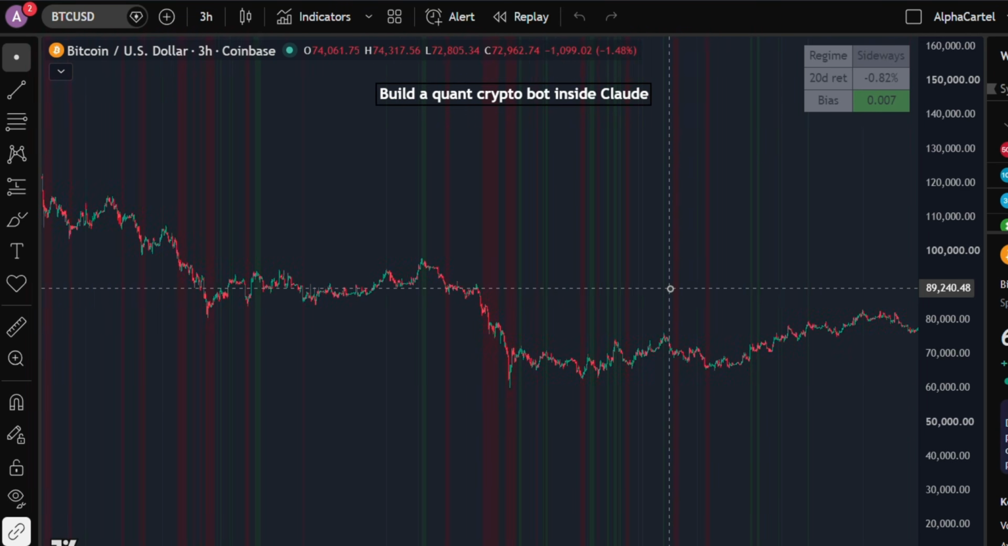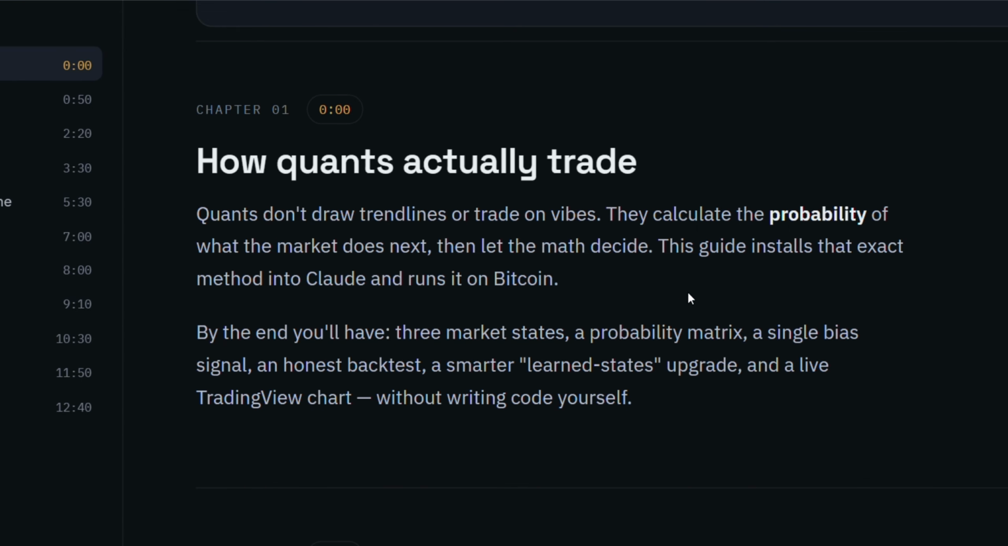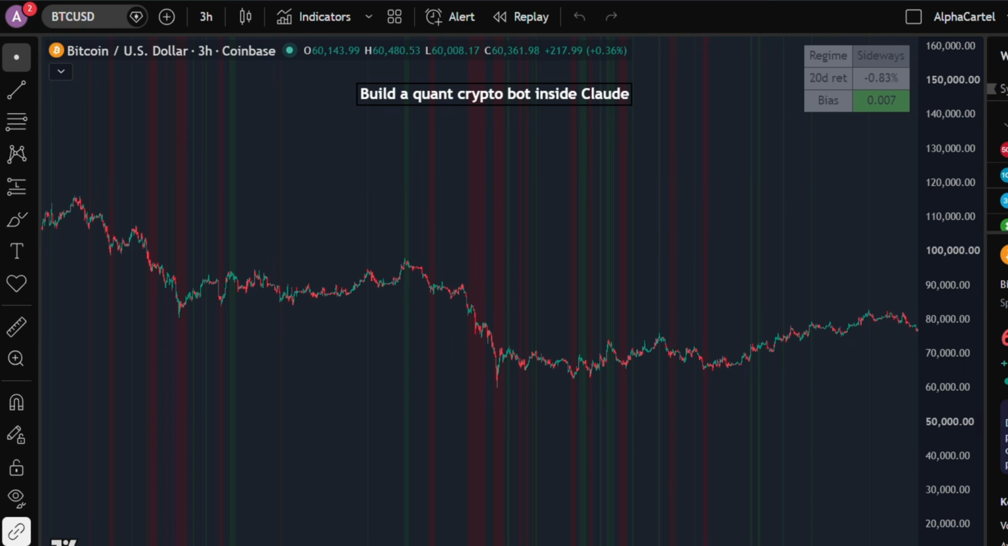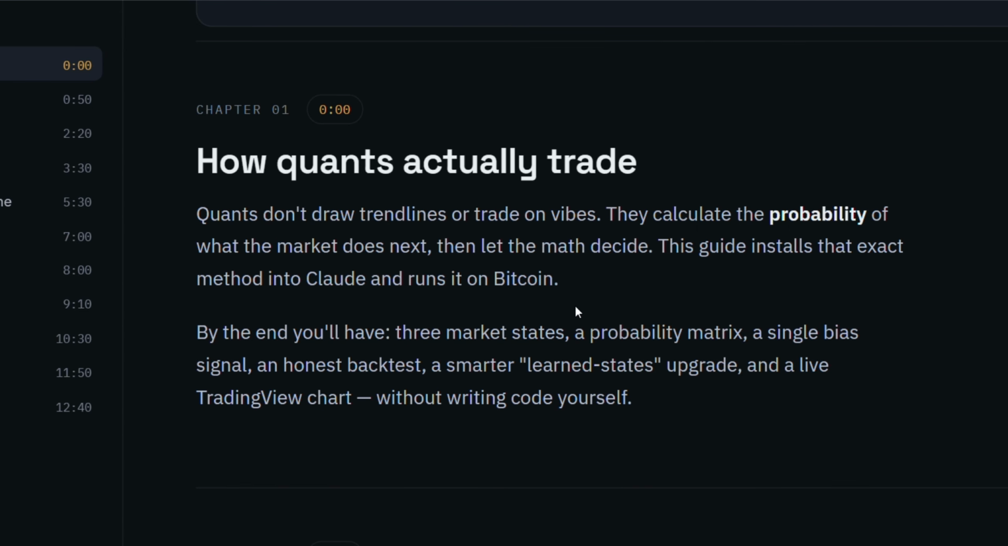Hedge fund quants don't draw trend lines. They don't trade vibes. They calculate the probability of what the market does next, and then they let the math make the call. In this video, I'm installing that exact method into Claude, turning it from a chatbot into a quant trading engine for Bitcoin.